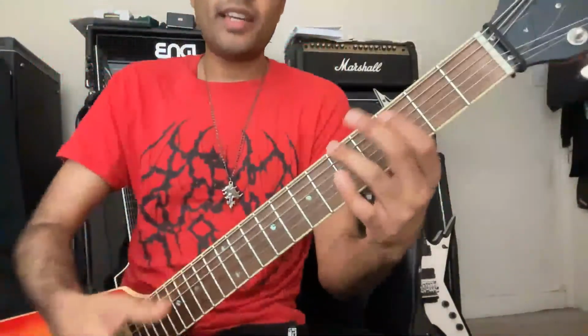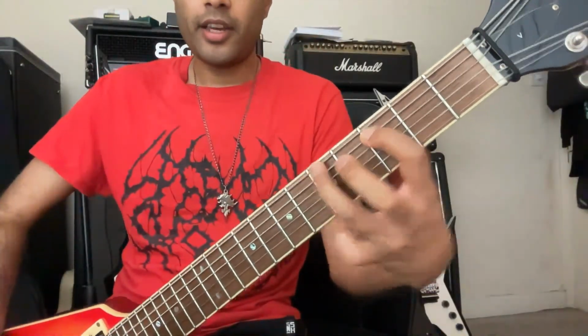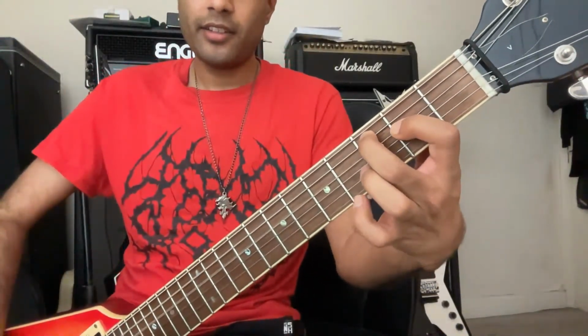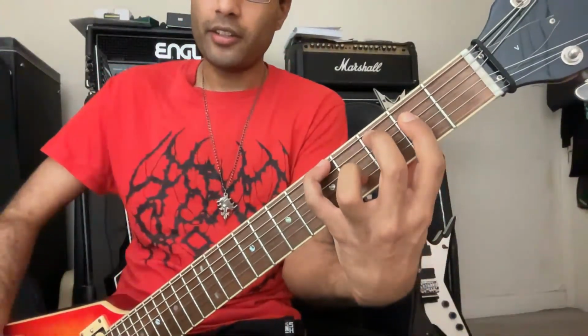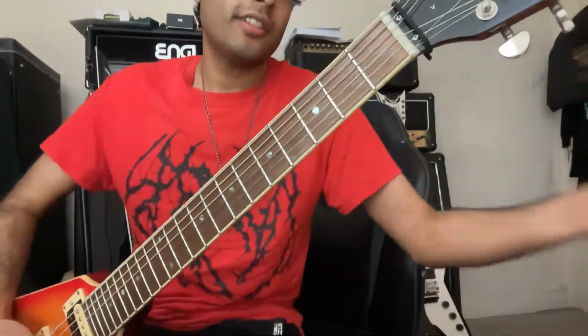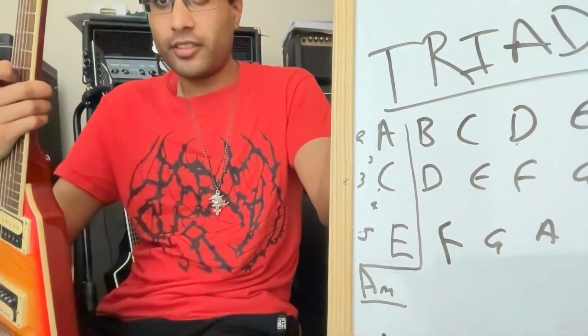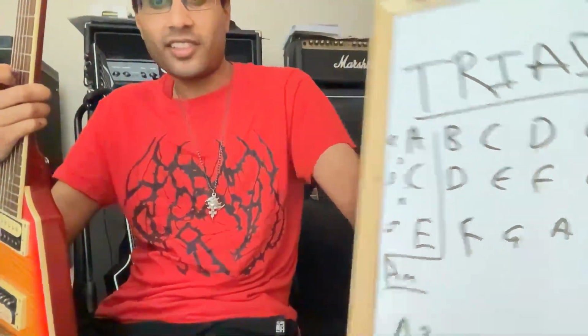And if you break it down by just finger shapes, you've got your A minor diad here, and your C major diad here. And if you put them all together, that's how you create your A minor triad. Does that all make sense?